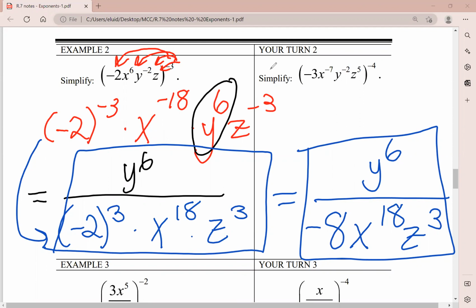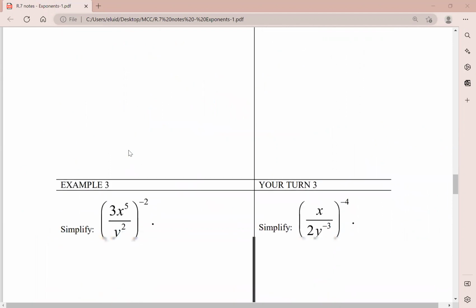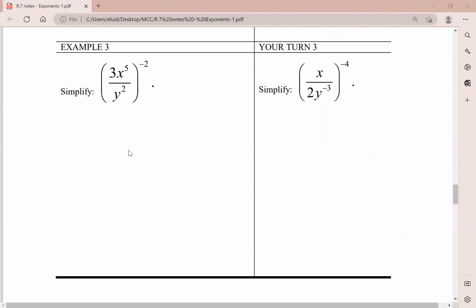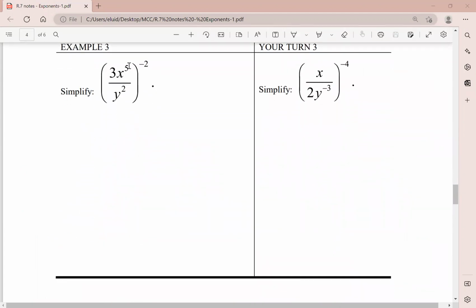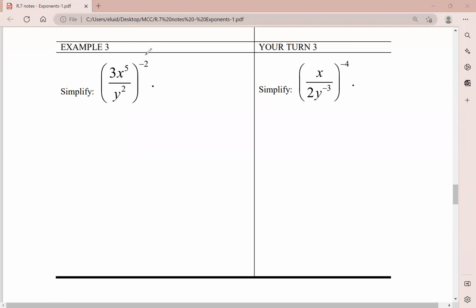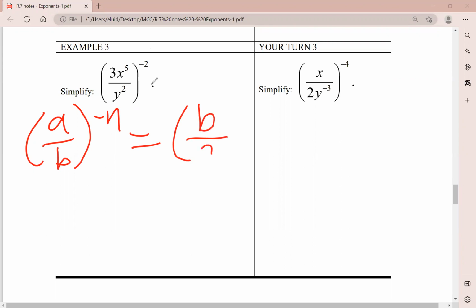All right, very nice. This next one will be a little bit shorter. We have a fraction raised to a negative exponent. So I think in this case, again, we have some choices. We can do what I just did and distribute that -2 to everything. But remember, we had that rule: if you have a over b to the -n, you can just flip the fraction, b over a to the positive n. I think that will be the easiest approach for us to do here.